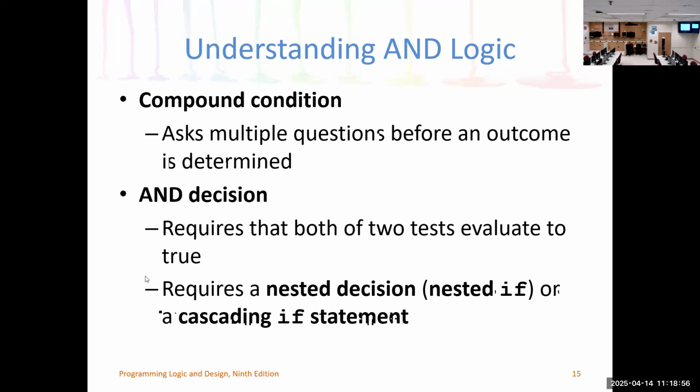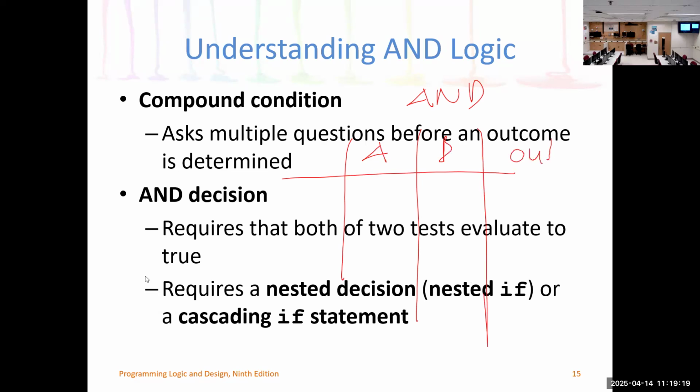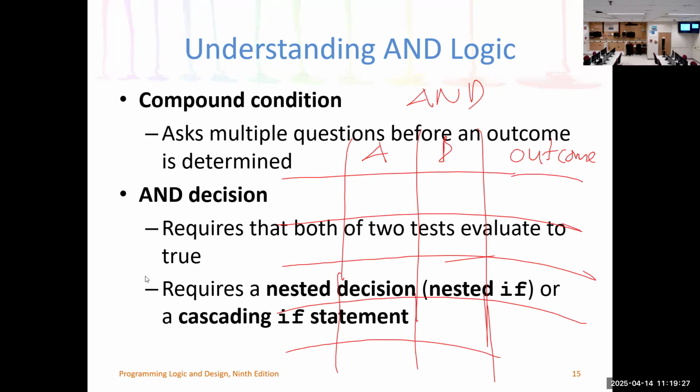And one of the compound conditions here is the AND decision. You know that the AND decision requires both of the two tests to evaluate to true, and then it chooses here. Think about it, you learned about the truth table already, right? For the AND logic, you have the two inputs, A and B, and you have the outcome. For the truth table, if you have two variables, how many rows do you need? 4, right? Because it's logic, 2 raised to the power 2. You have 4 rows.